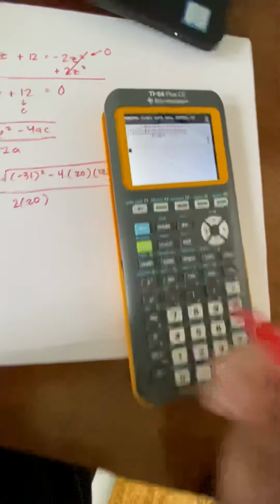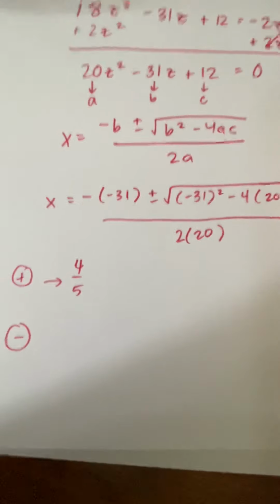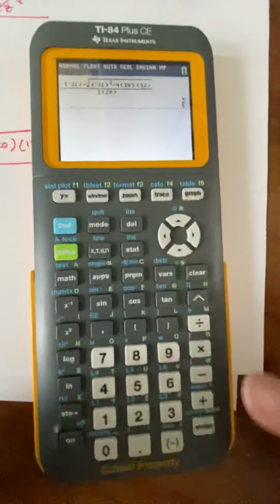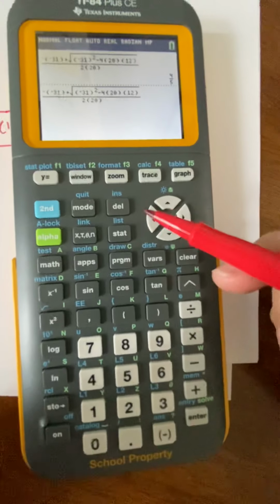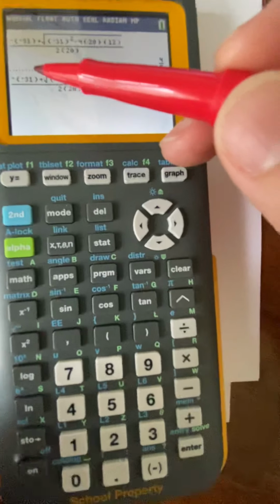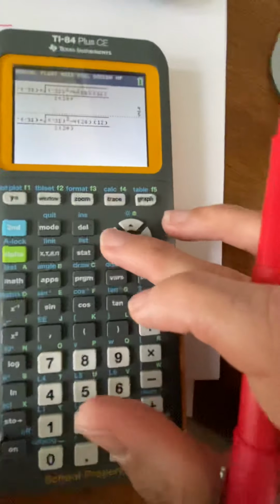Okay, so I'm going to hit enter. And I got 4/5. So that's my first answer. So when I did it with plus, I get 4/5. Now I have to do it with minus. Don't redo this entire thing. Remember, hit second, enter. Again, second, enter, pulls up that same equation. The only thing I need to change is the plus needs to change to a minus.